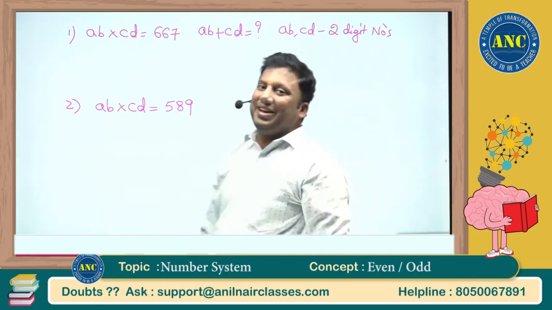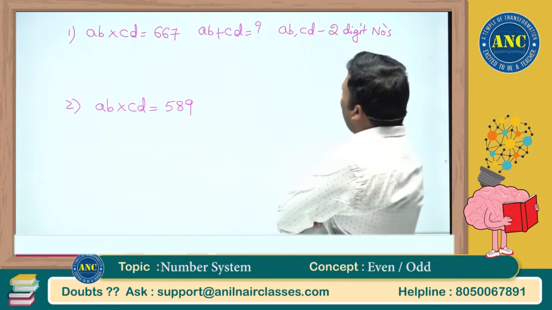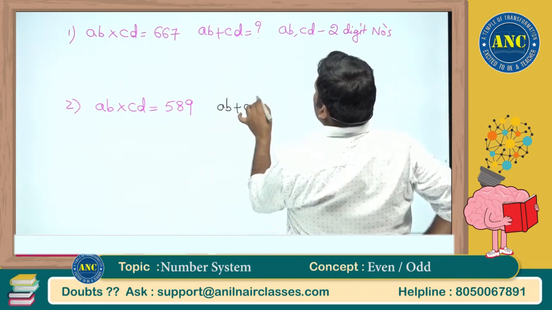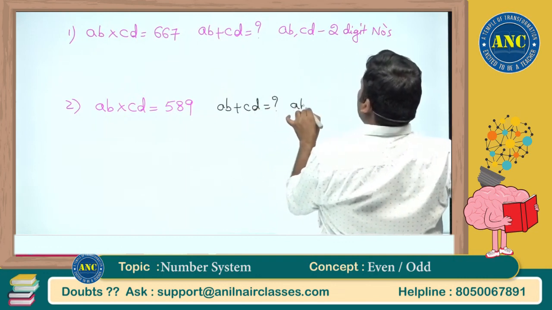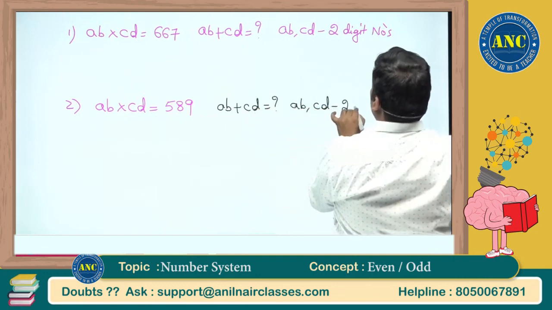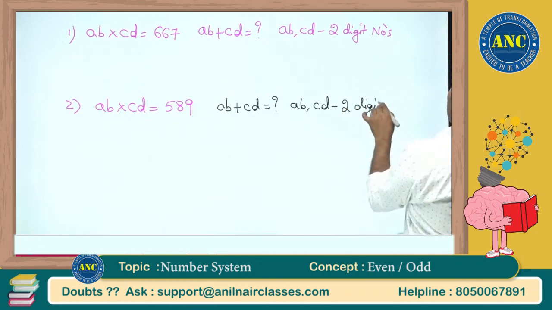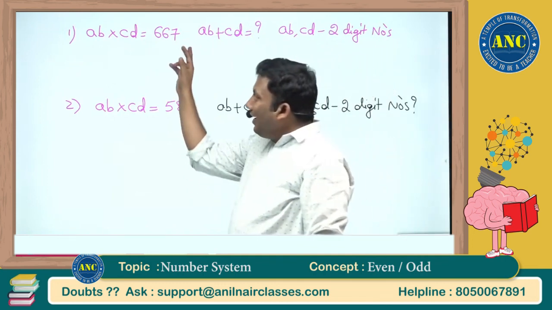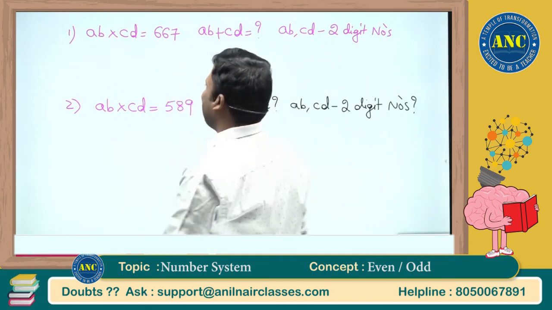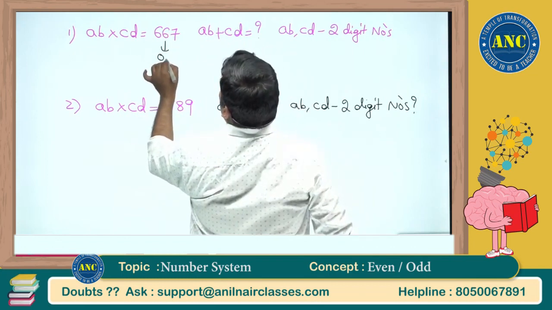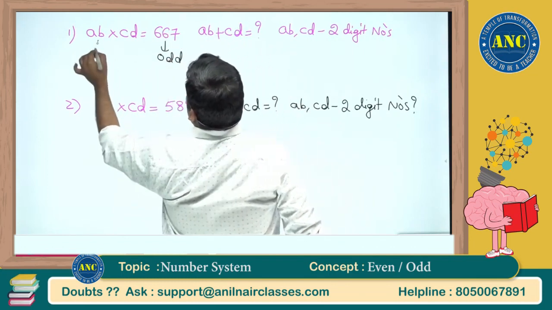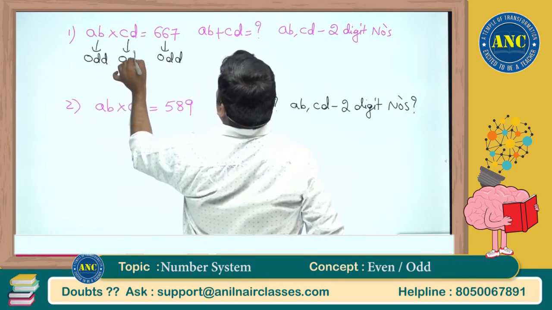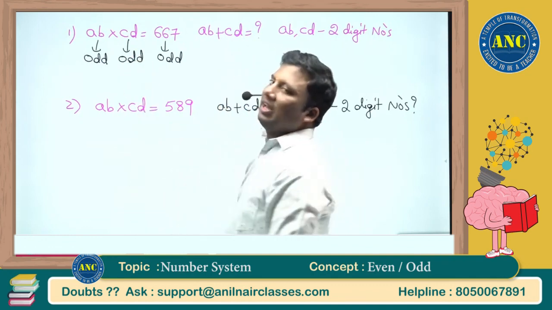AB into CD is equivalent to 667. AB plus CD is how much? AB and CD are 2-digit numbers. Let us go one by one. AB into CD is 667. 667 is an odd number. If it is an odd number, this has to be an odd number and this has to be an odd number. Odd into odd can only give you odd.